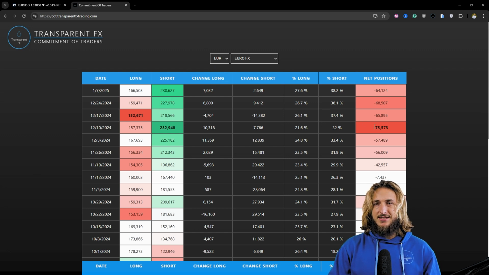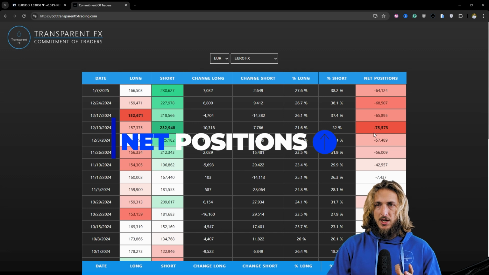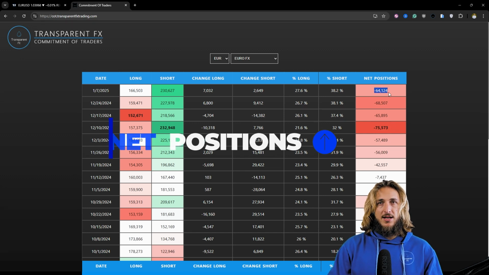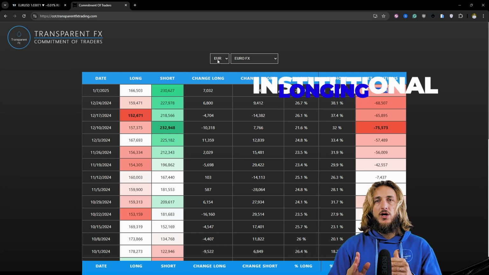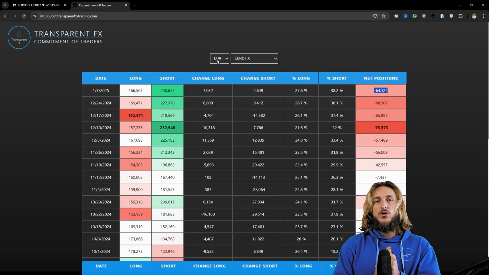And what we can see here is that with the last reports, net positions have once again started to increase. We went from minus 75.5k to minus 64k net positions, showing how institutions are once again moving back to the bullish side for the euro, therefore to the bullish side for EURUSD.